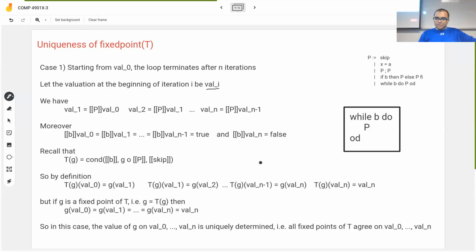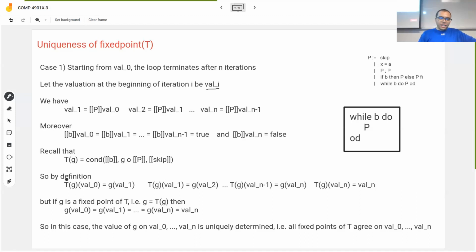Now, what else do I know? I know that I went through this loop n times. So every time I had to satisfy the condition of the loop. I had to satisfy the guard B. So B of valuation 0, B of valuation 1, and B of valuation n minus 1, they were all true. But then at the end, my while loop terminated, which means that at the end, B of valuation n was false. Okay, this is just definition chasing, nothing special here.